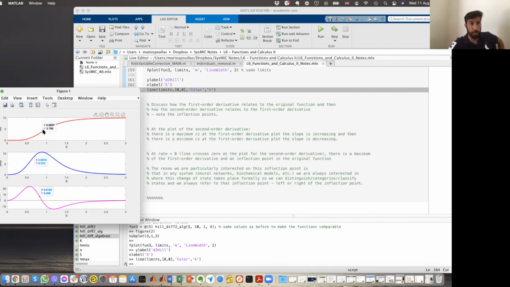This is the relation between the three equations.